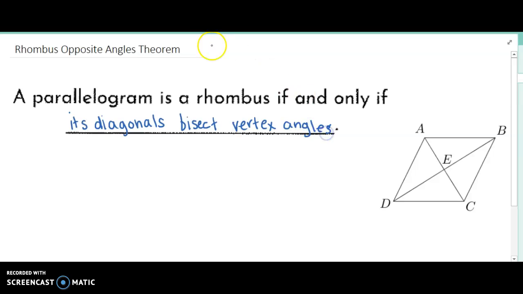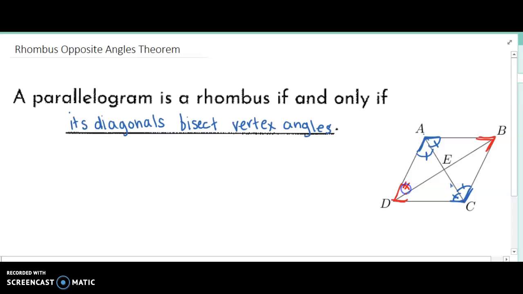angles. You're saying, what are vertex angles? Well, this is a vertex angle, an angle of the bigger rhombus. This is a vertex angle. This is a vertex angle, and this is a vertex angle. So when I say the diagonals bisect the vertex angles, that means that this angle here is congruent to this angle here, and it also means that this angle here is congruent to this angle here. But since opposite angles are congruent, all 4 of these smaller angles are also congruent. And then the same is true for the others.